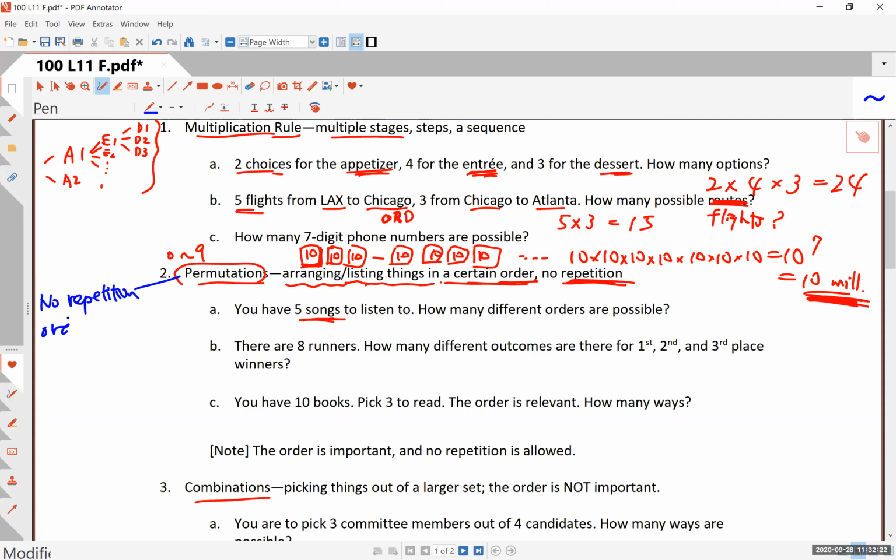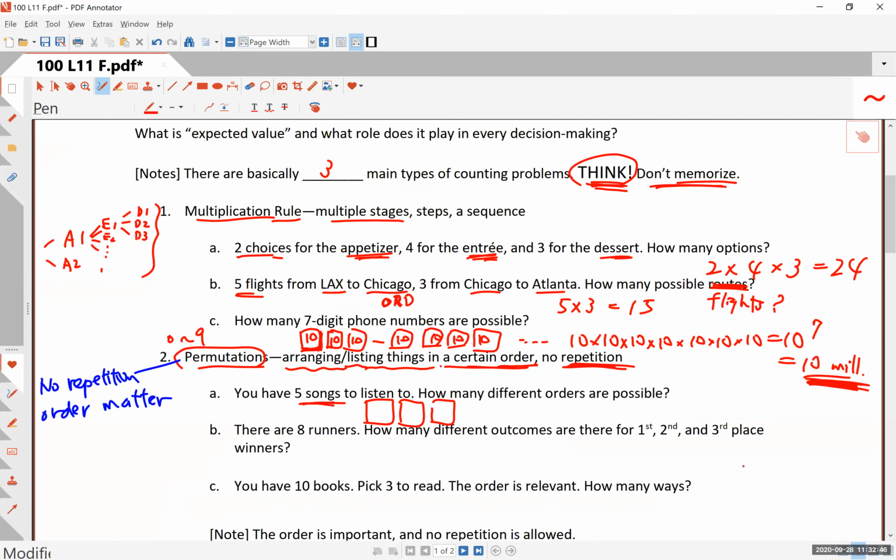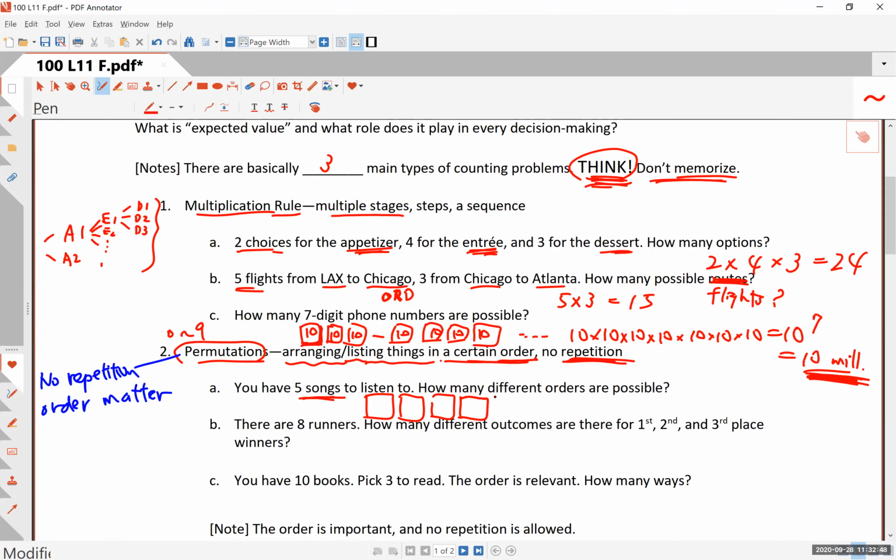And the order matters. Okay, now this is very important because in the last case, combinations, the order doesn't matter. And sometimes the order doesn't matter, but sometimes the order matters. And whether the order matters or not, matters when you count, okay? So let's say you have 5 songs to listen to. How many ways? Well, again, remember, think is the key word here, okay? Think of how you would arrange these 5 songs.